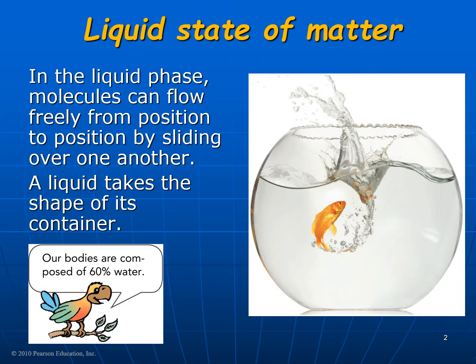In the liquid phase, molecules can flow freely from position to position by sliding over one another. And the liquid takes the shape of its container. And mind you, our bodies are composed of more than 60% water.